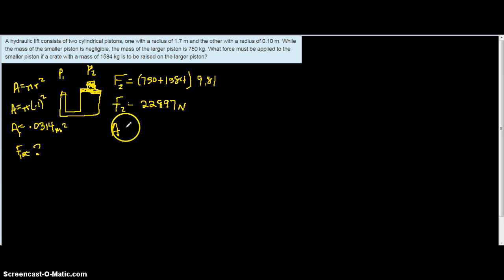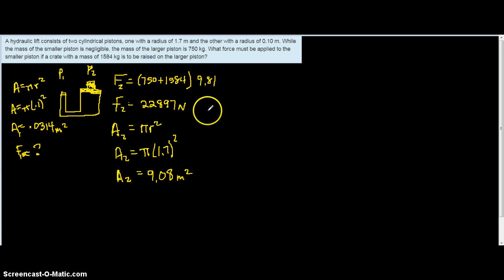To find the area over here, call this A2, same deal, pi r squared. A2 equals pi times 1.7 squared, and when we go through and solve for that, I end up with 9.08, we'll call it, meters squared. Now, here's where we relate, since Pascal's principle says these pressures are equal on opposite sides, P1 equals P2. Pressure is defined as force over area.